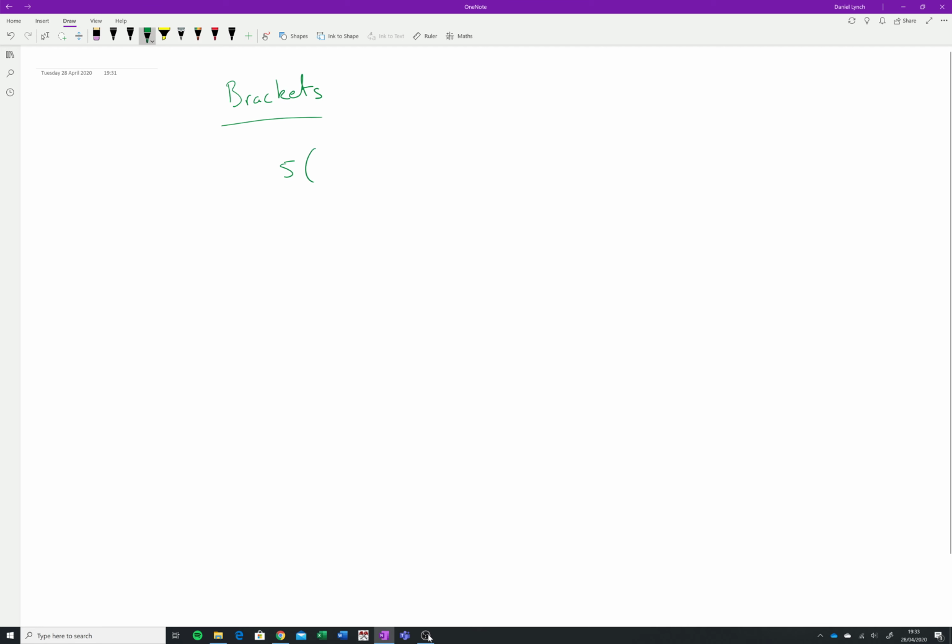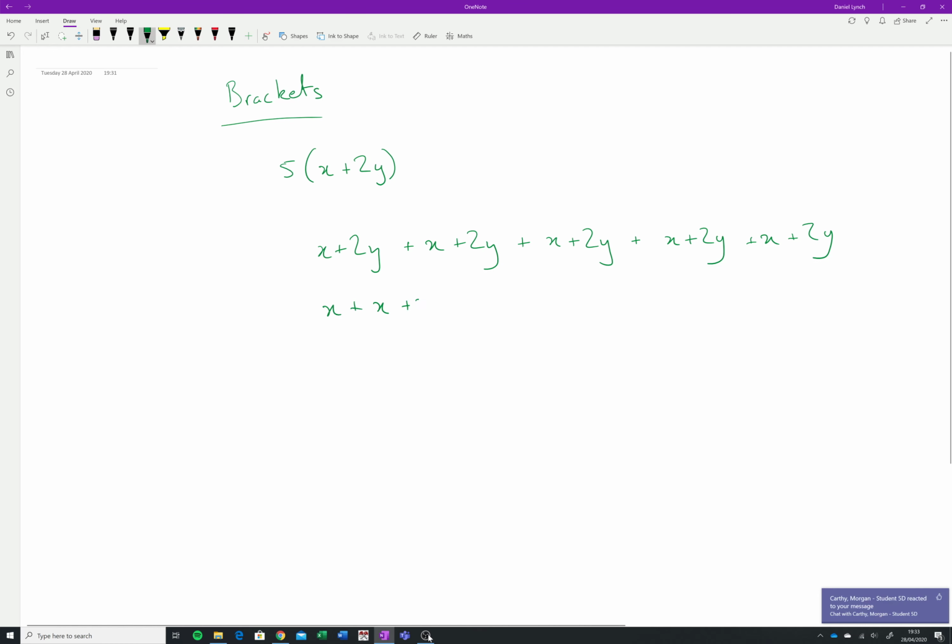So first things first, you've got 5 amounts of x plus 2y, maybe something like that. What that really means is, if you've got 5 of them, you've got x plus 2y, you've also got x plus 2y. That means you've got 2 amounts of x plus 2y. We have 5 of them. So I've written 4 of them out. There you go, there's 5 of them. If we were to rewrite it, you could have x plus x plus x plus x plus x plus 2y plus 2y plus 2y plus 2y plus 2y.